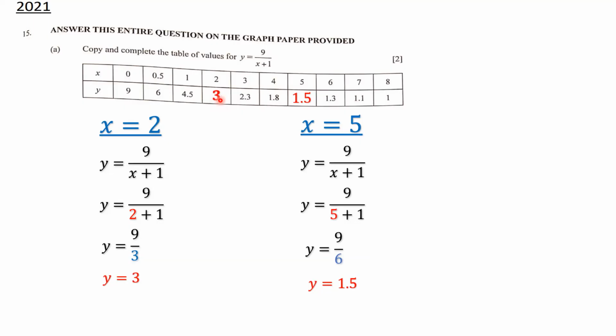Now we have x is equal to 5. So when x is equal to 5, what is the value of y? Well, wherever we see x, we're going to put 5. So 9 over, again, here's x, so we put 5, 5 plus 1. So we have 9 over 6, which is going to be equal to 1.5. And so the answer there is 1.5. So that's how we got the 1.5, and that's how we got the 3.